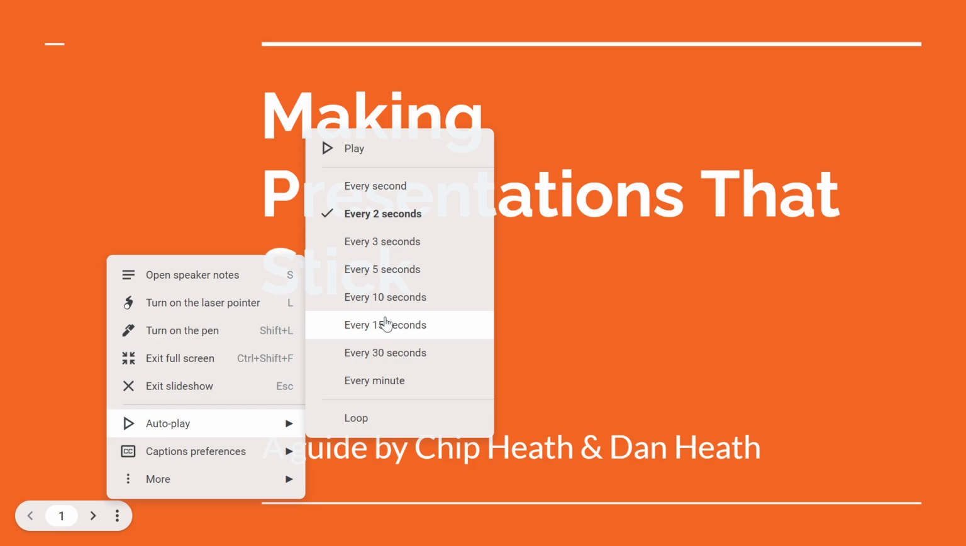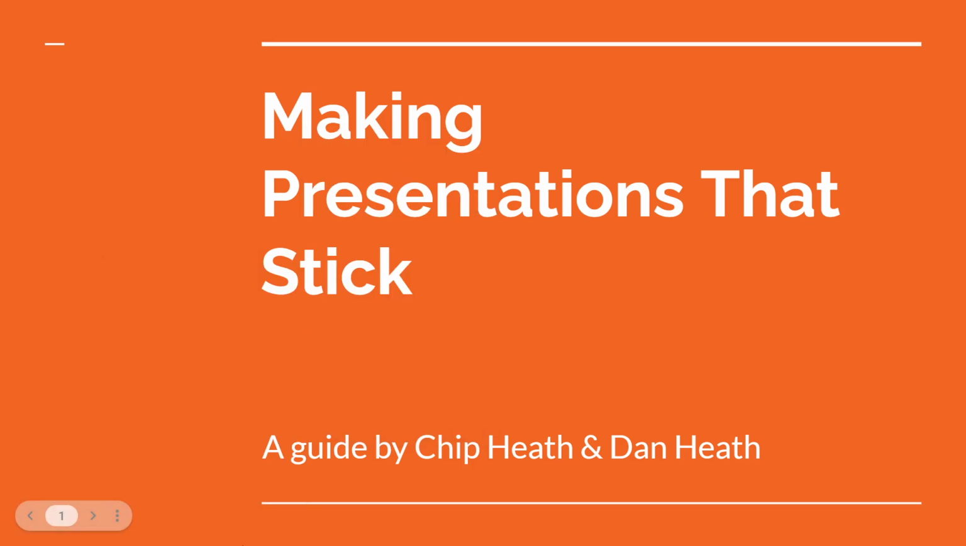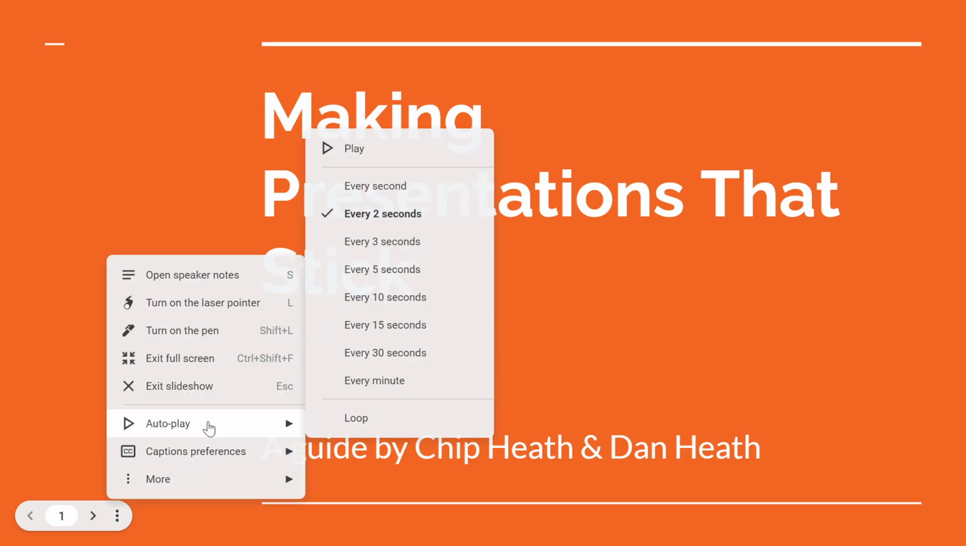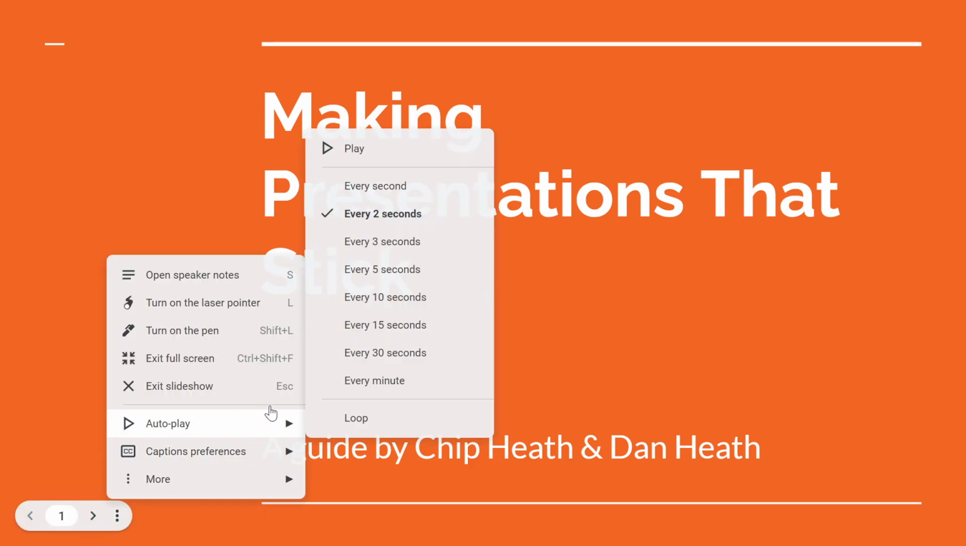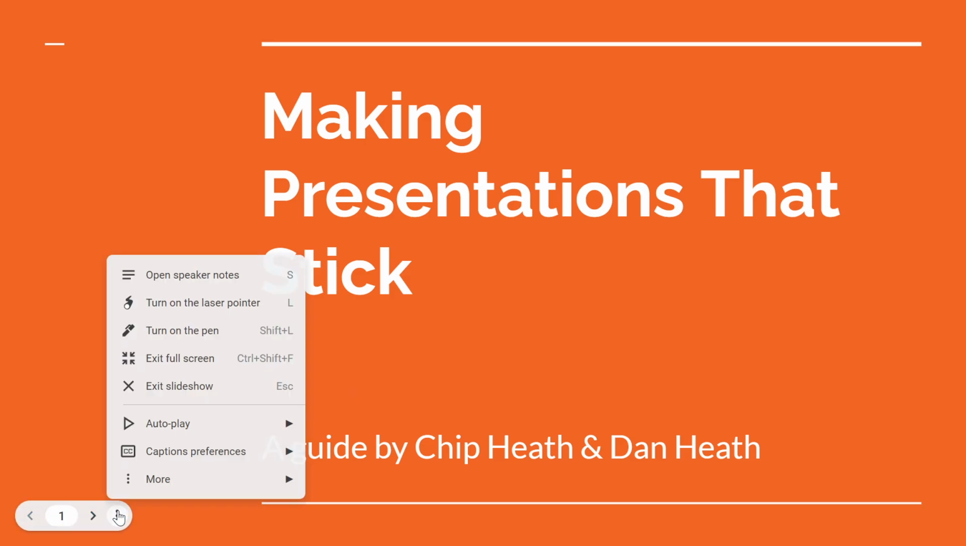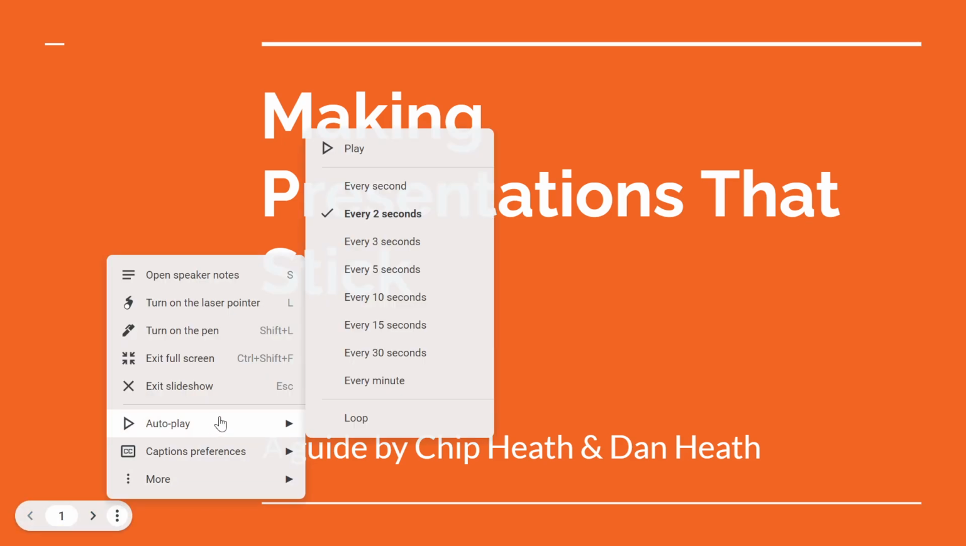Then you have the opportunity to time your slides this way. How do you want to time them? Just click on it, ensure the cursor is on the box. You can select every 2 seconds, every 3 seconds, every 5 seconds. Just go ahead and select the one you want, and each of the slides will be timed that way.